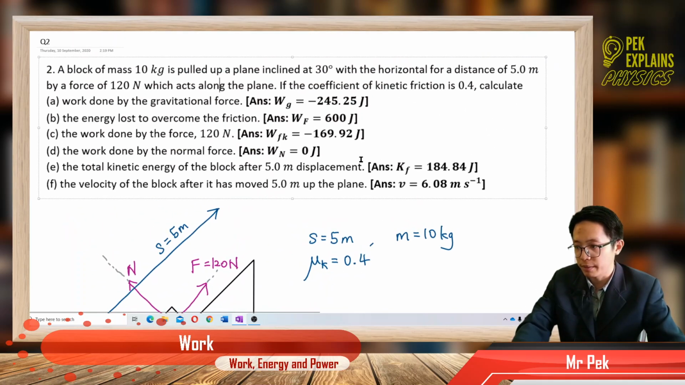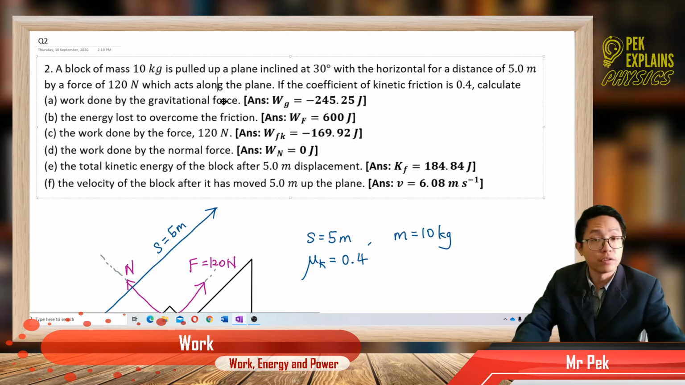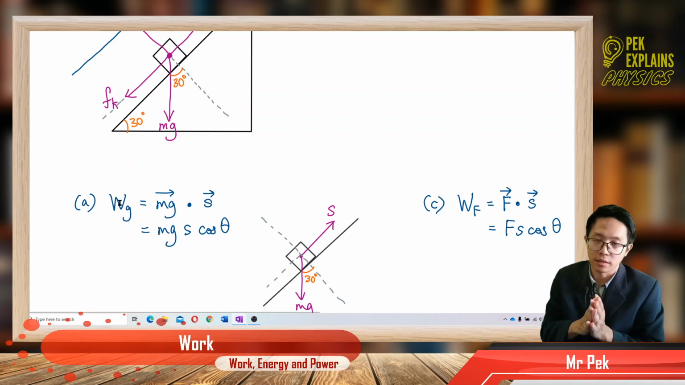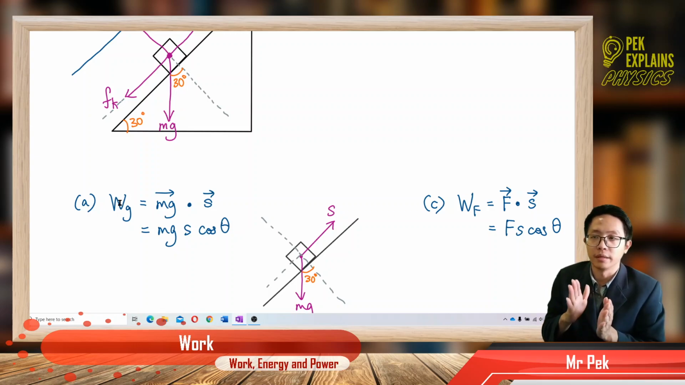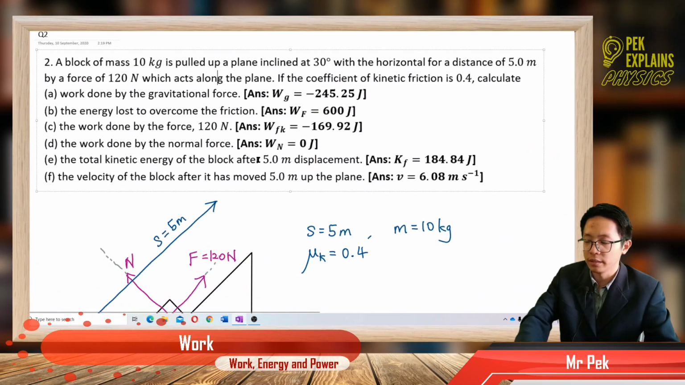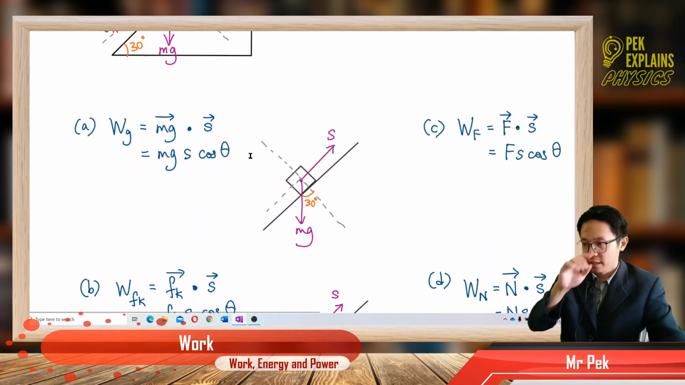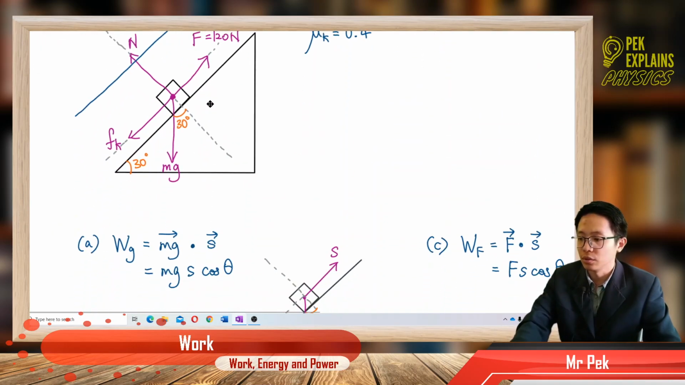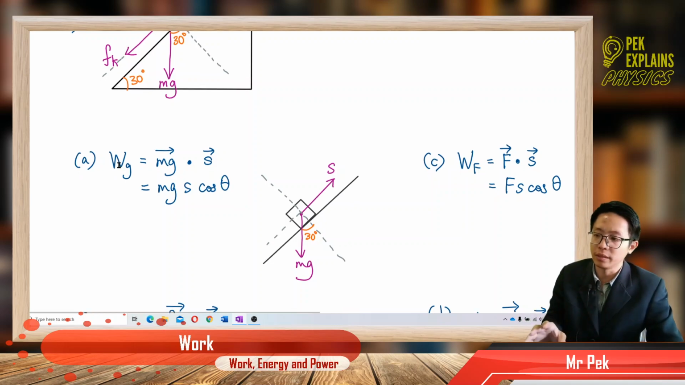Now the first part, what is the work done by gravitational force? How to calculate? We use the formula W equals Fs cos theta. It's a dot product, F dot S equals Fs cos theta, because we have learned that earlier. So work done by gravity. It asks for work done by gravitational force, so we label the work done as Wg, work done by gravitational force.